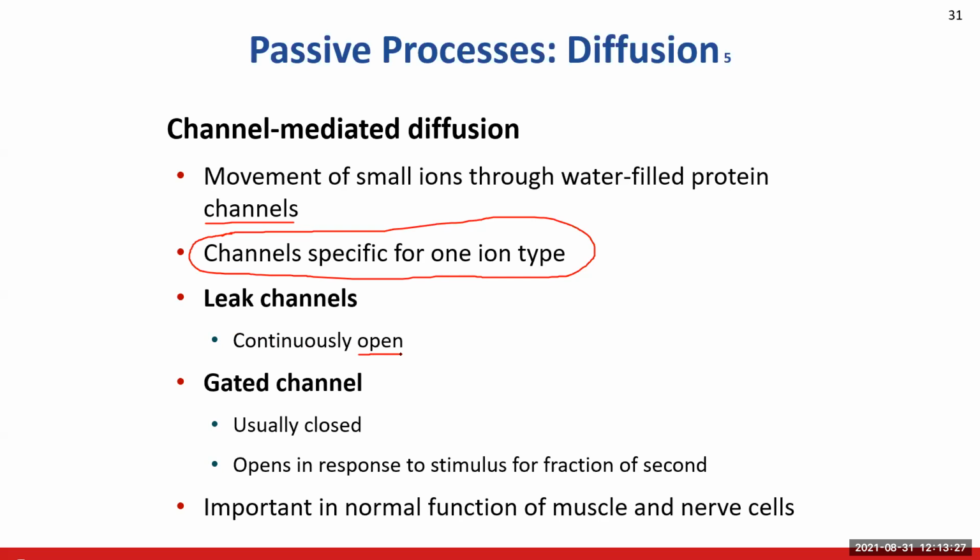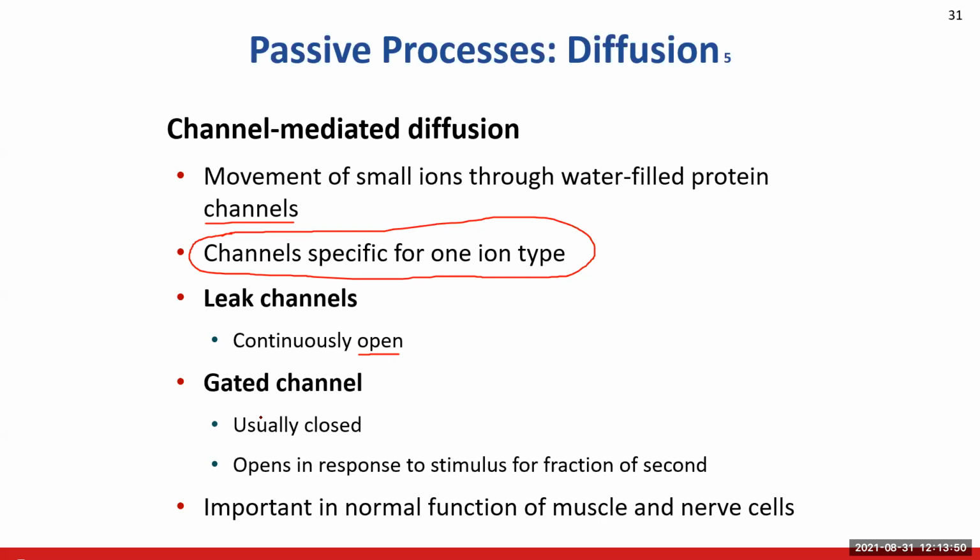For example, you have a sodium leak channel. There's more sodium outside the cell than there is inside the cell. So since these sodium channels are never closed, sodium will move from the area of high concentration to low concentration. It means it goes from outside the cell to inside the cell, and it'll keep doing that.